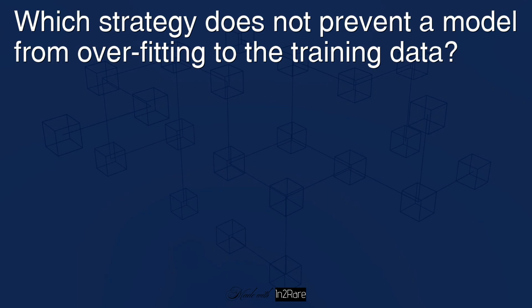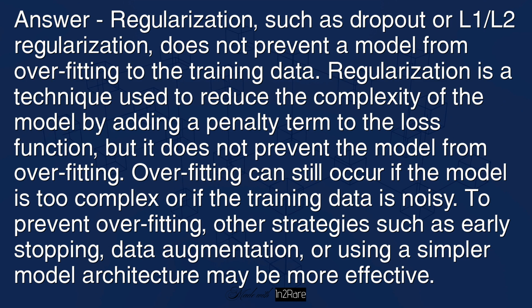Which strategy does not prevent a model from overfitting to the training data? Answer: regularization, such as dropout or L1/L2, does not prevent a model from overfitting to the training data. Regularization is a technique used to reduce the complexity of the model by adding a penalty term to the loss function, but it does not prevent the model from overfitting. Overfitting can still occur if the model is too complex or if the training data is noisy. To prevent overfitting, other strategies such as early stopping, data augmentation, or using a simpler model architecture may be more effective.